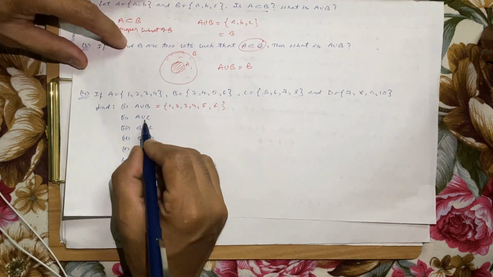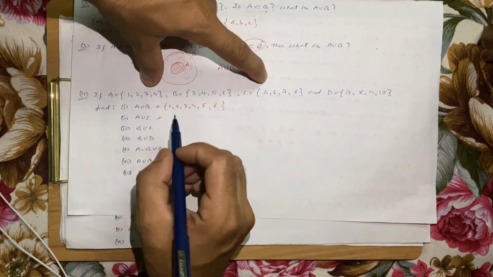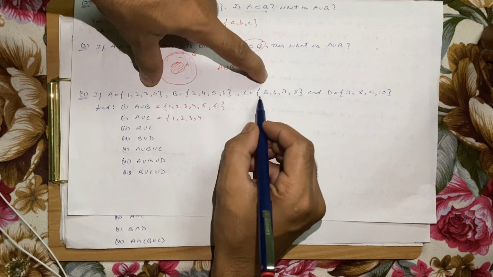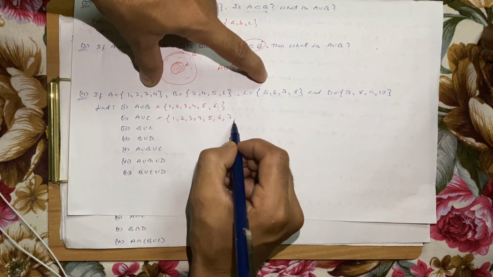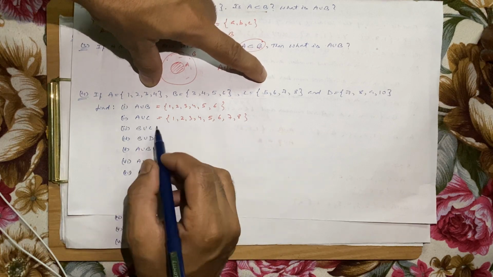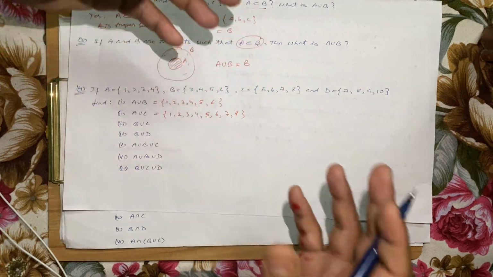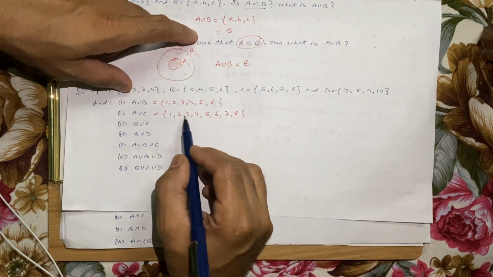Now the next one is A union C. So what will this be? A and C combined. Write all the elements of the set A: 1, 2, 3, 4. And of C, I have a 5, 6, then 7, and then 8. So these are the 2 sets combined. Union means just to combine the 2 sets, and combining 2 sets means combining all the elements. But make sure while writing it in the roster form, do not repeat any element.